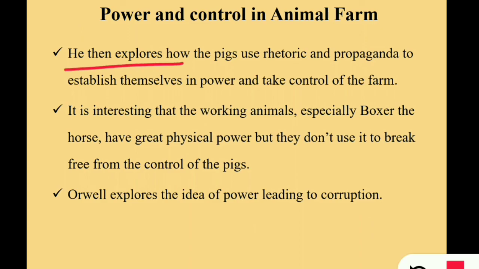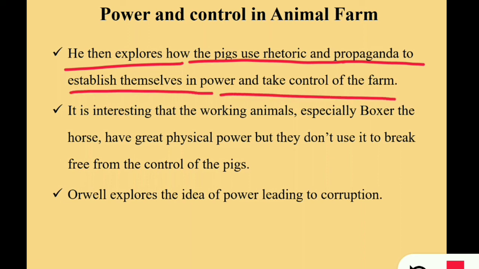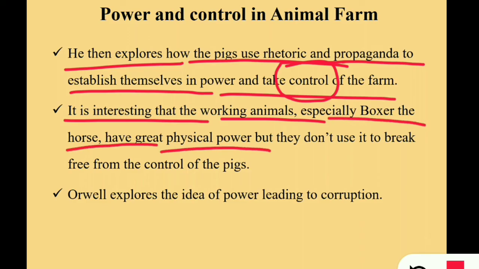He then explores how the pigs use rhetoric and propaganda to establish themselves in power and take control of the farm. Here, then it talks about controlling. Okay, control of the farm, control of the organization. It is interesting that the working animals, especially Boxer, the horse, have great physical power, but they don't use it to break free from the control of pigs. Even after having power, if somebody does not want freedom, then nobody can help them out. Somebody should make them realize that the power that they have should be used in a positive and constructive way to make things easier, not only for themselves, but others as well.